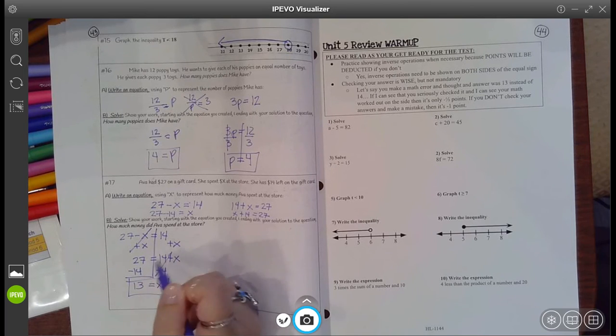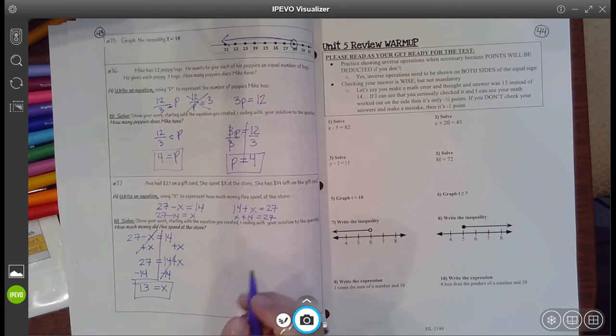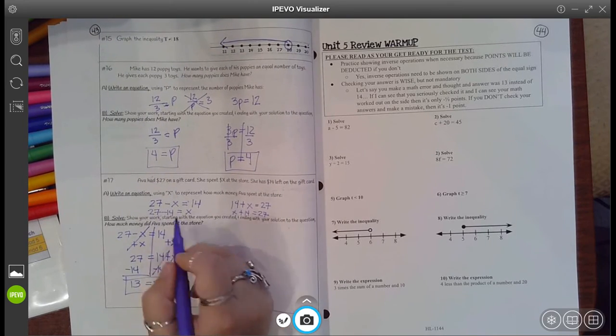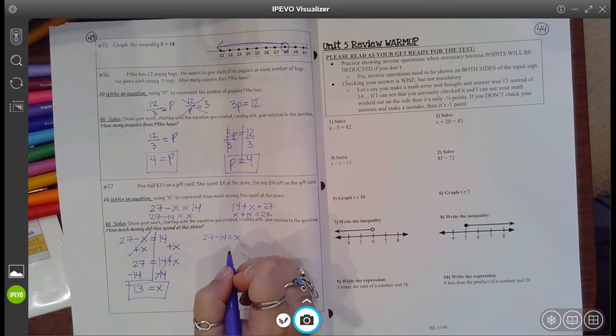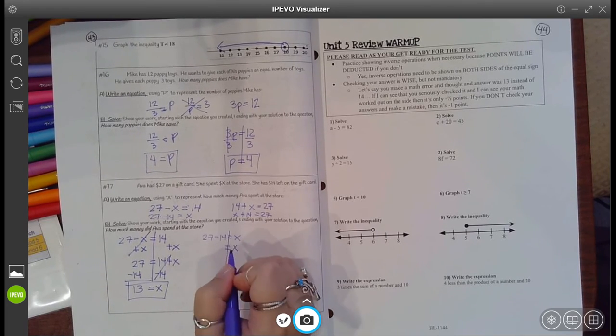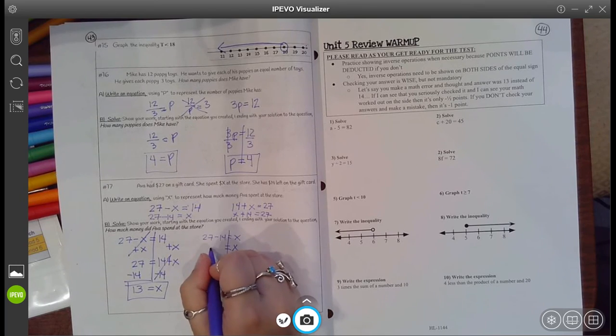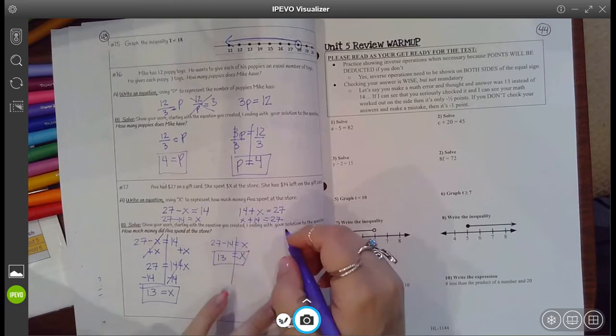That was like an extra added step that I just don't like to do. So I would say do this one, 27 minus 14 equals X. And then as you can see, you just immediately dive in. The variable's already isolated, and 27 minus 14 is 13. Done.